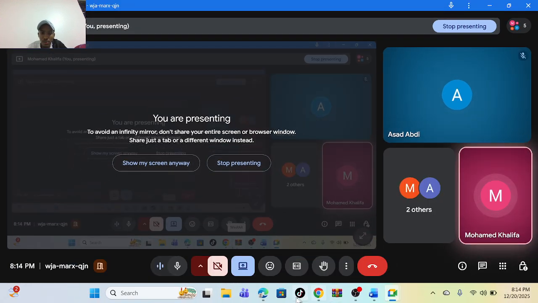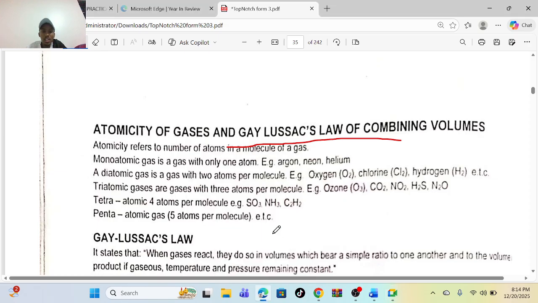So, sema. Monoatomic, ukisikia monoatomic, for example helium, ni atom moja, ama argon ama neon. Diatomic iko na 2, for example oxygen, wakati nataka kuandika oxygen naandika O2. Chlorine naandika aje? Naandika Cl2. So these are diatomic, meaning that it contains 2 atoms per molecule. Hii ni chlorine mbili.